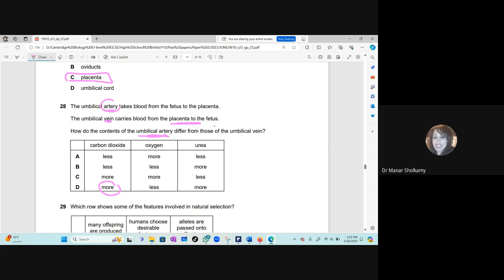You have the artery taking blood from the fetus to the placenta. What does the fetus give the mother? The fetus gives the mother its waste products. So the artery here will have more carbon dioxide and more urea, more waste products. And the umbilical vein carries blood from the placenta to the fetus. The placenta is the mother. So what does the mother give to its fetus? More oxygen and more nutrients. So the answer, yes, it is D.